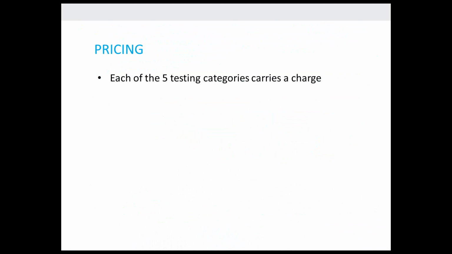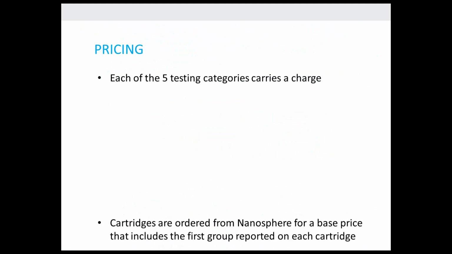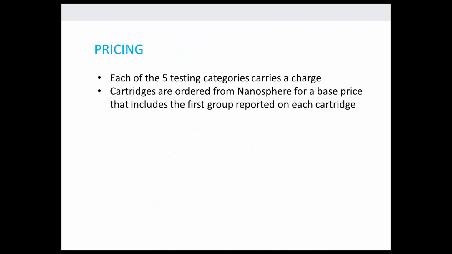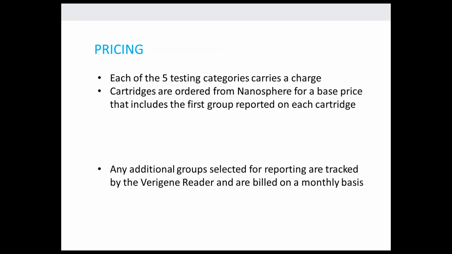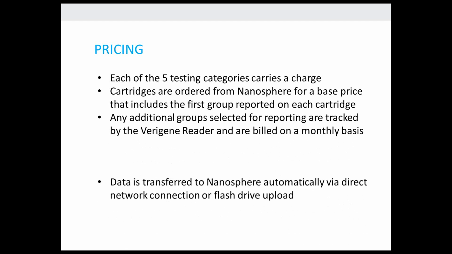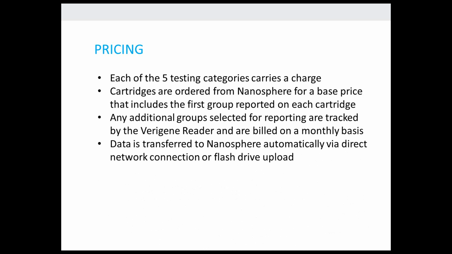So this is kind of going over the same thing again. Each of the 5 testing categories carries a charge. You have already paid for your consumables, your cartridge. When you purchase your kit, you have already paid for that first group test. So when you add any additional group, you select those on the VERIGENE reader, and then those get billed on a monthly basis. And if that sounds confusing, it really is not.